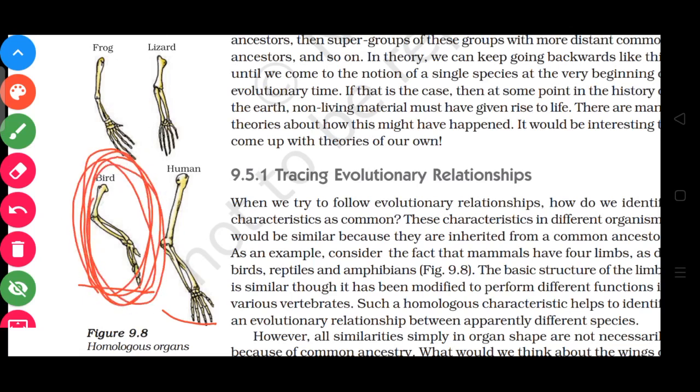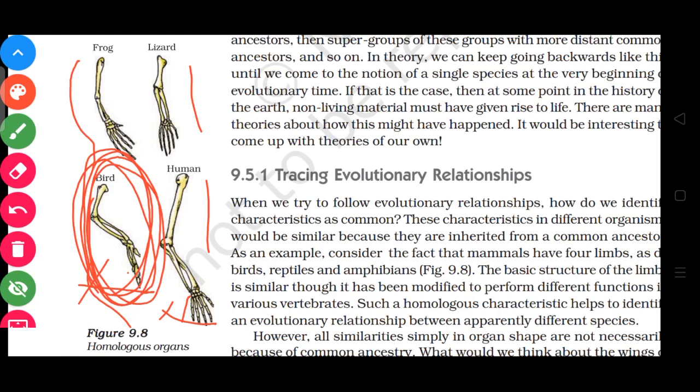Now birds use it to fly, humans use it for different purposes. Humans cannot fly. So if the function is different but the structure is the same, then we can say that it is a homologous organ. So a frog's hand, a lizard's hand or limb, a bird's wing, a human's hand, they are homologous organs because they are similar in structure and different in function.